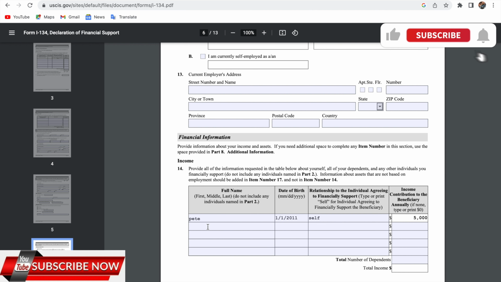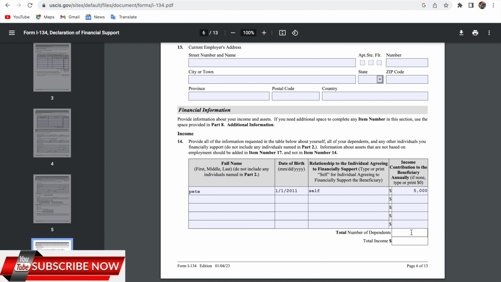But if you don't have any girlfriend, you don't have any wife, you don't have any children, and the beneficiary is the only person, you just put in your name over there and self, then you just put in your total income over there. So when you fill it out, you just write it in ink.